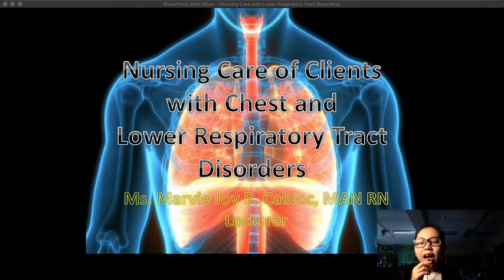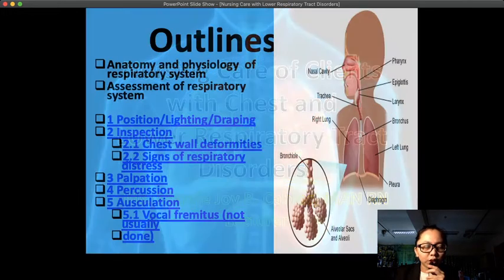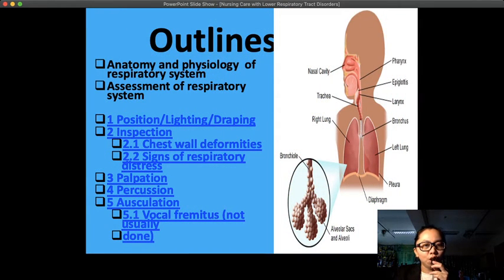It is not as easy as memorizing, okay, but you have to correlate the normal values, the significance, the implications, the medications that should be taken. All right, so this afternoon, we will begin with the anatomy. Let's talk first with the anatomy and physiology of the respiratory system and the assessment of the respiratory system.